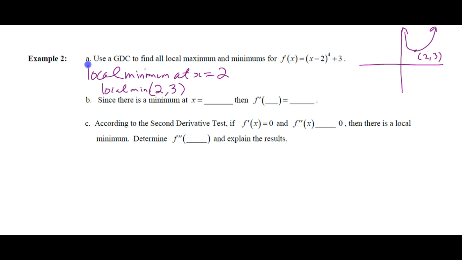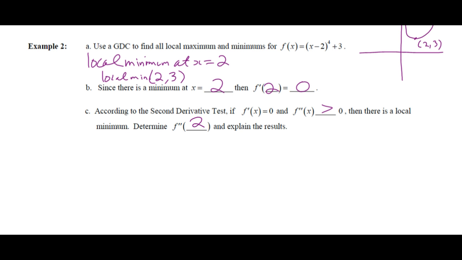Since there is a minimum at x equals 2, then f prime of 2 is equal to 0. According to the second derivative test, if f prime of x equals 0 and f double prime of x is greater than 0, right? Because we need it to be concave up, which implies a minimum. Greater than 0, then there is a local minimum. Determine f double prime of 2 and explain the results.